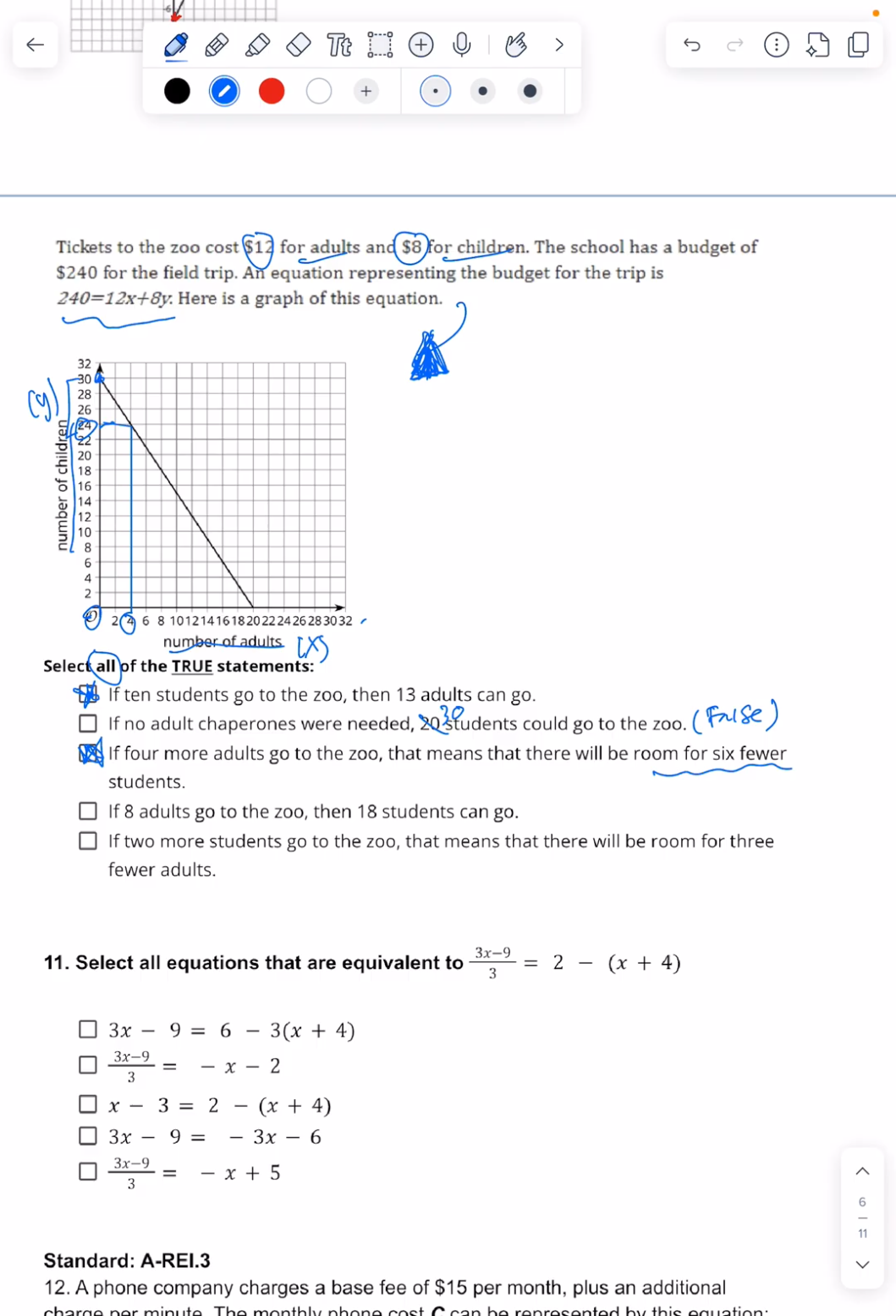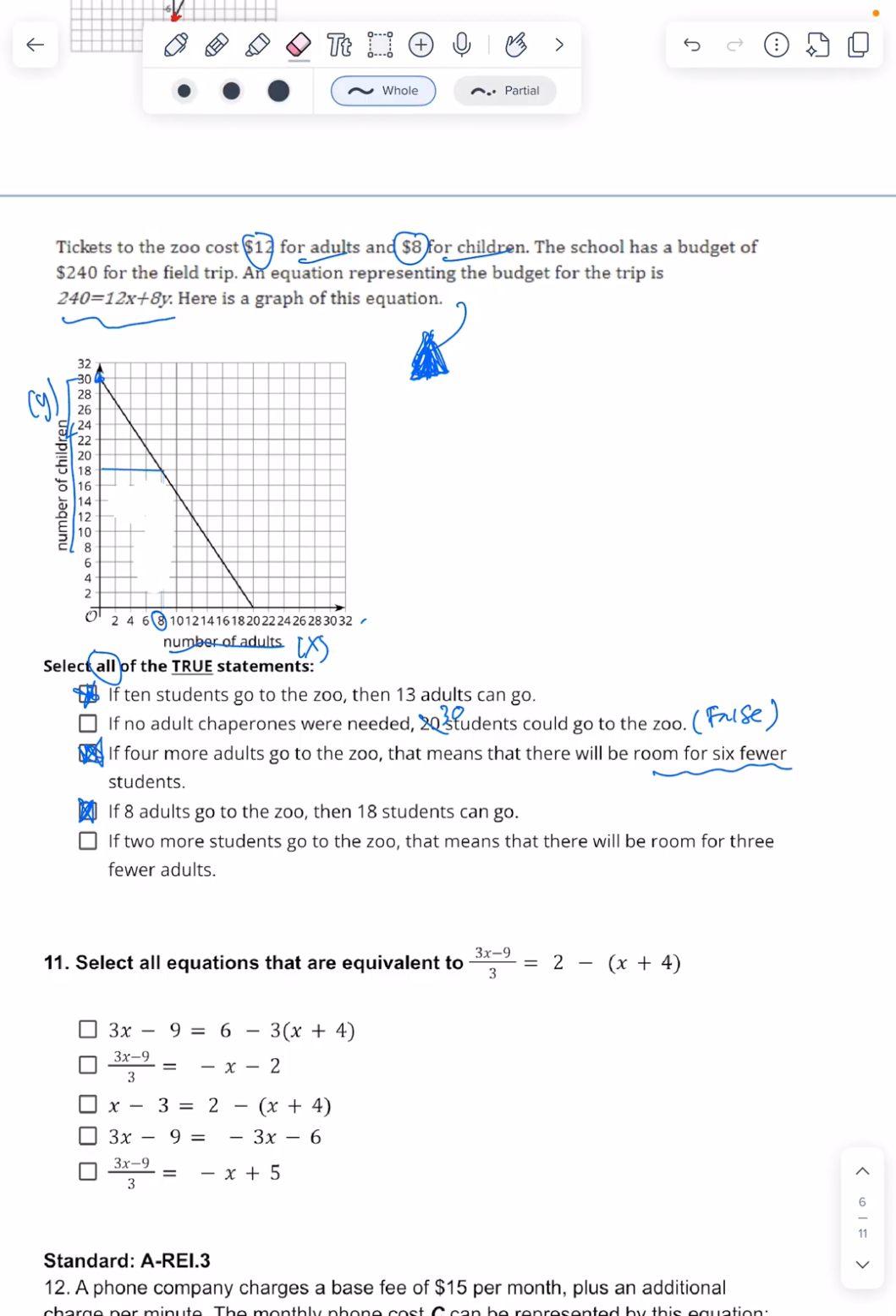And then the next one says if 8 adults go to the zoo, right? So now they're saying again the specific. So 8 adults go to the zoo, then 18 students could go. Well, in this case, right, 8 adults go. It means that 18 students could go. So yes, that one's also true, right?